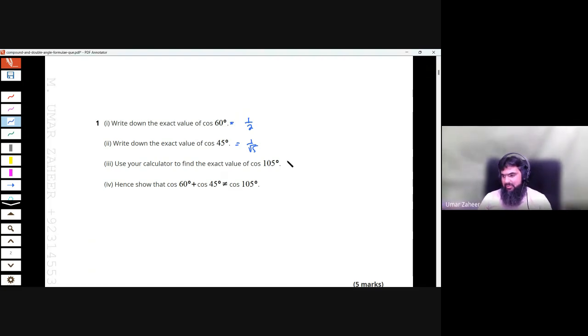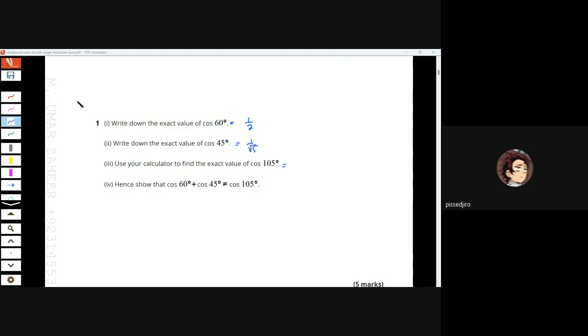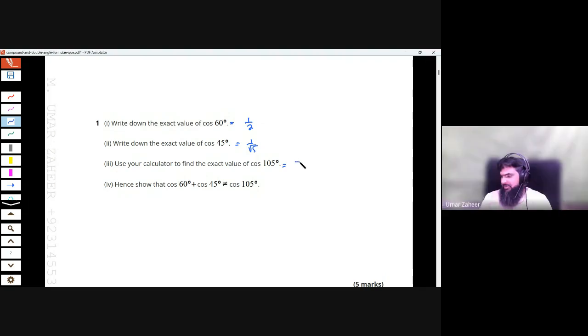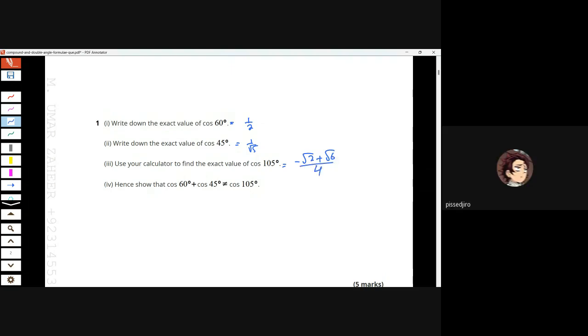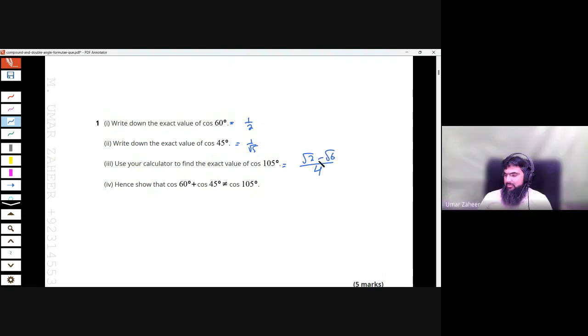What you will get in the calculator in fraction form is minus root 6 plus root 2 over 4. Root 2 is positive and root 6 is negative.